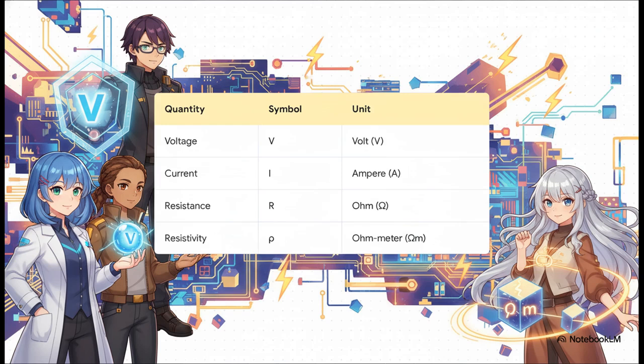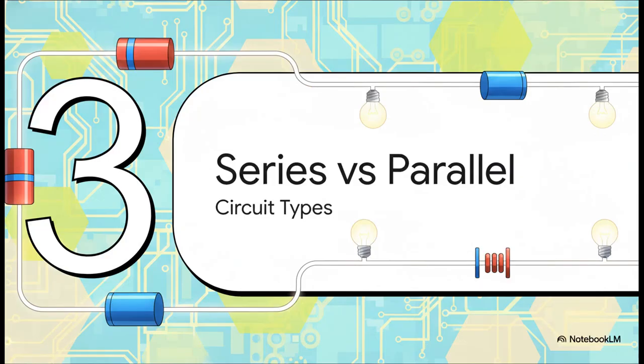And this table brilliantly illustrates our main cast of characters all in one spot. You've got voltage in volts, current in amperes, resistance in ohms, and resistivity in ohm meters. Honestly, you might want to take a quick mental picture or a screenshot of this for your exam prep. It's basically a perfect cheat sheet for the symbols and units you're going to see in pretty much every circuit problem.